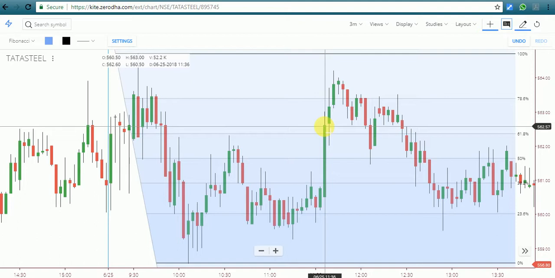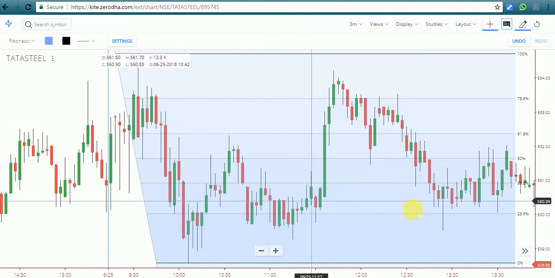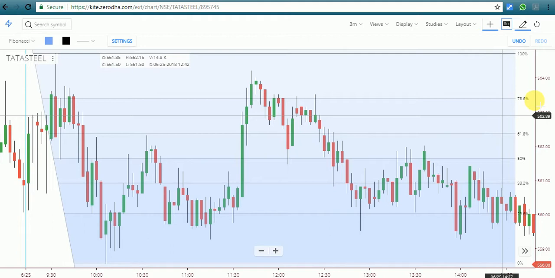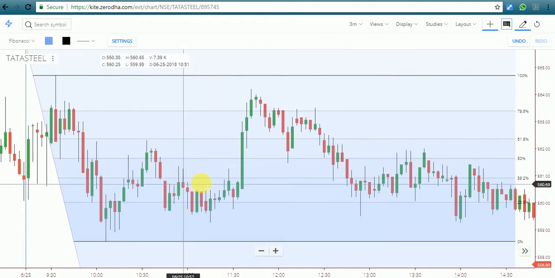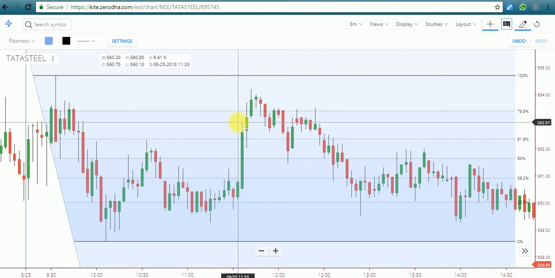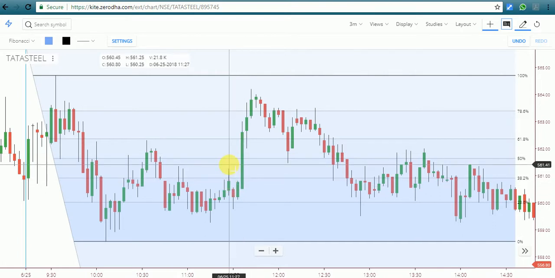Suppose if it falls from here, to be frank, I was looking for a short here, but what happened is it suddenly spiked from 560 to almost 563, almost 3 points it went. Suppose if I had shorted here, or kept SL here, then it is very bad and it will hit anything.